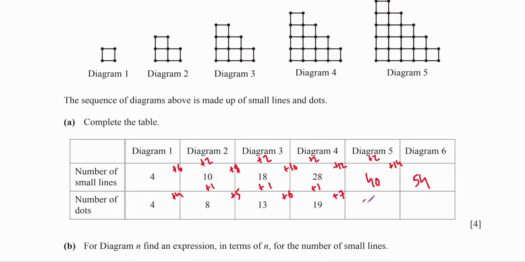So 19 plus 7 is 26. And then plus 8, because 7 plus 1 is 8. 26 plus 8 is 34. And so on and so forth.